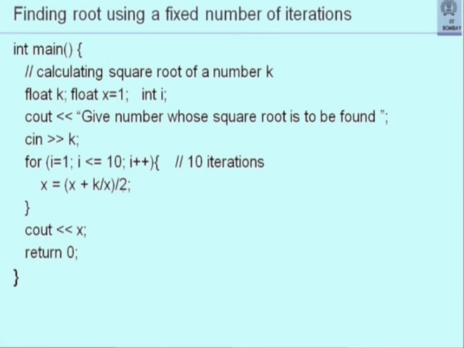However, the way to implement is what is of interest here. So we are saying for i equal to 1, i less than equal to 10, i plus plus. 10 iterations are set up. The only thing in iteration to be executed is x is equal to x plus k by x by 2. Nothing else. This number 10 is arbitrary. I could also take a value from user, say how many iterations you want to run, say a value of n, and run the iteration from 1 to n. And n can be any number that you want, of course, a positive integer. So is this clear? This is an alternate form of solution.